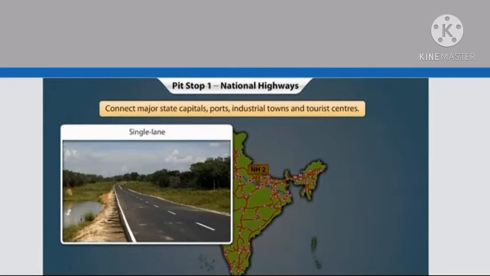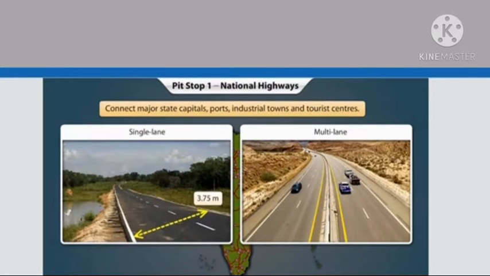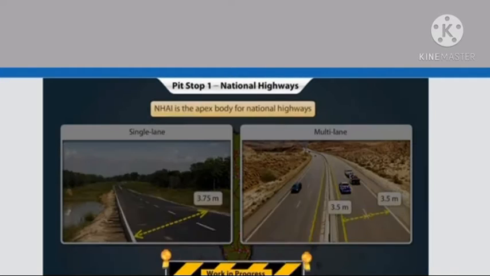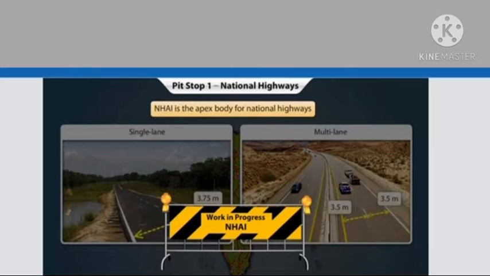The national highways may have a single lane with a width of 3.75 meters, or multi-lane, where the width of each lane is 3.5 meters. The National Highways Authority of India, or NHAI, under the central government, is responsible for development and management of these roads.